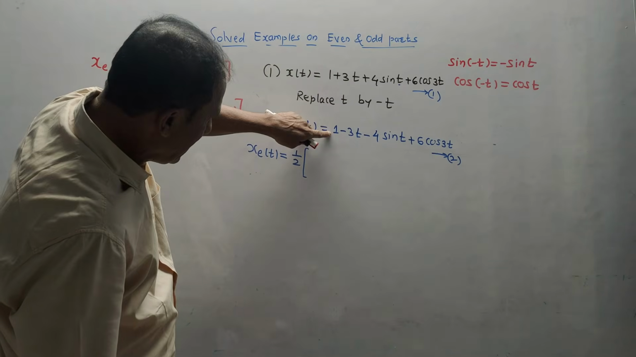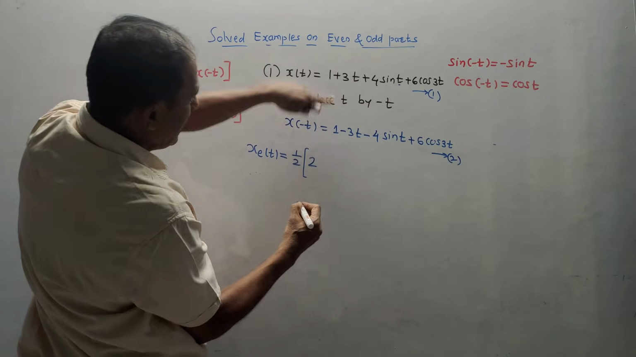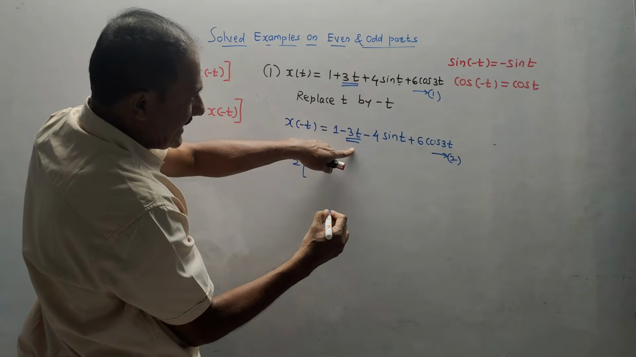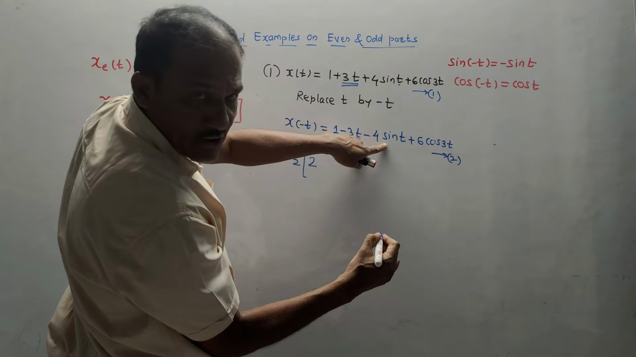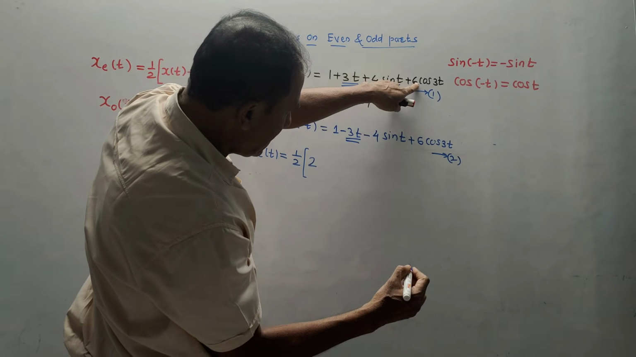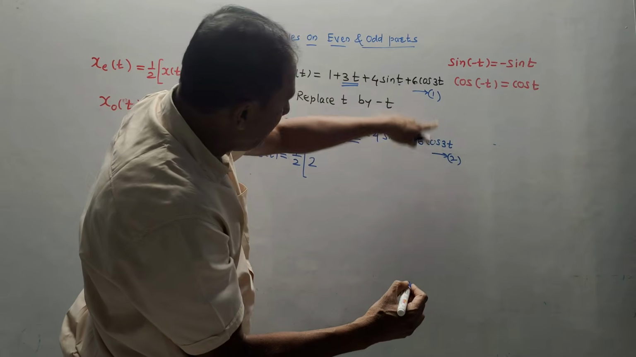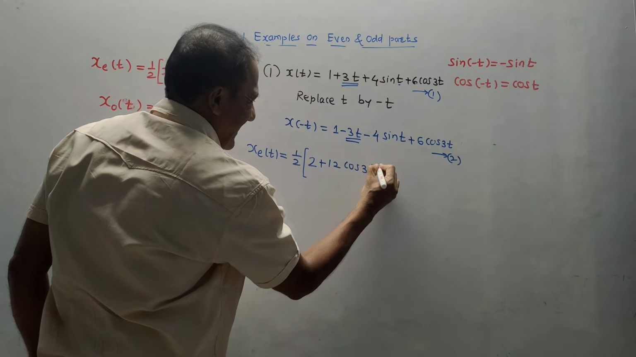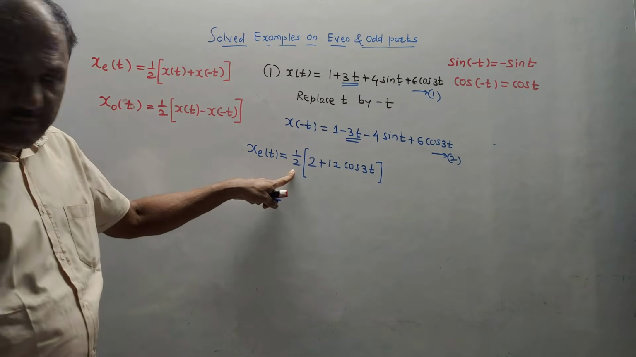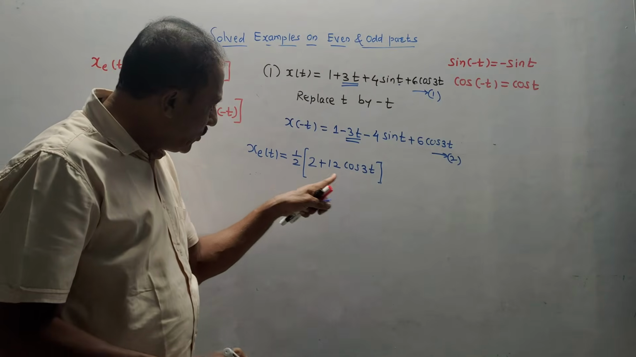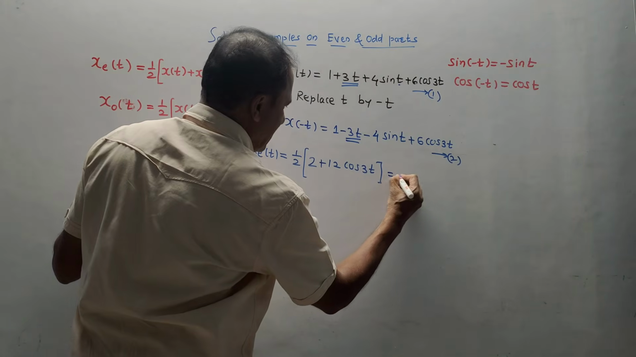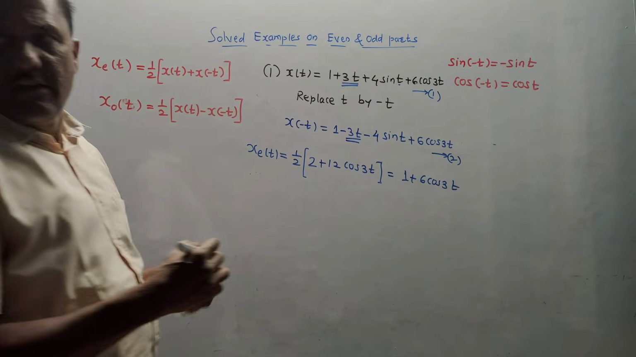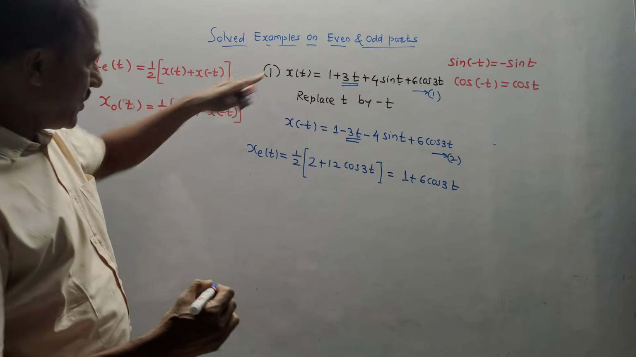Take term-wise additions, it will make the problem easier. First term is 1, here the first term is 1, 1 plus 1 becomes 2. Second term, it is 3t, and this is minus 3t, it gets cancelled. Third term, 4 sin t minus 4 sin t, it gets cancelled. Last term, 6 cos 3t and again 6 cos 3t, it becomes 6 plus 6, that is plus 12 cos 3t. But outside this, I have 1/2, that means I have to divide each value by 2. So the answer will be 1 plus 6 cos 3t. This is the even part of the given question.